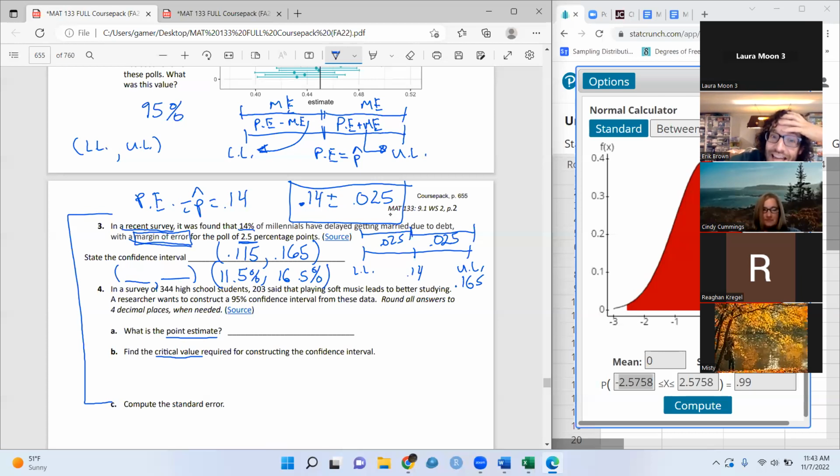So what this is saying is the true proportion of millennials that are going to delay marriage due to debt is somewhere within these bounds. It could be as low as 11.5%. It could be as high as 16.5%.